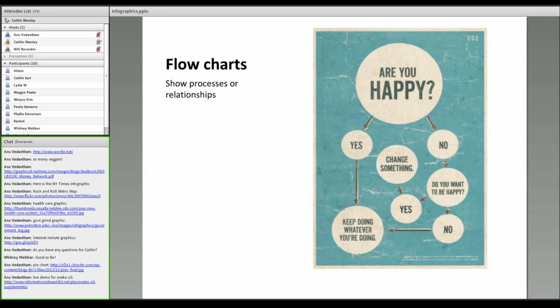Flowcharts. If you're trying to show processes or relationships or a network, you can use a visualization like a flowchart, moving people from one thing to another. This one's about happiness, how to get to happiness. And this is a really easy to understand visual metaphor for a process or a set of steps.